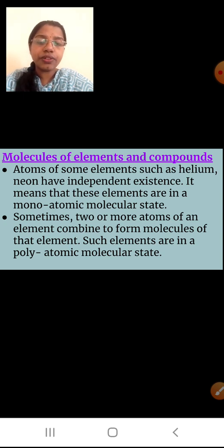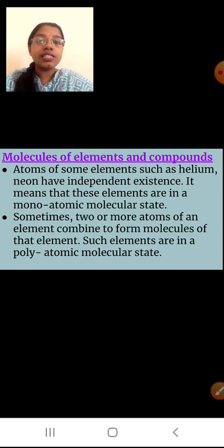Like helium, we write it as capital H, small e. So He is the symbol for helium. Neon, we write it as Ne. Only when you write it as He, it is understood to be a helium atom. Likewise, you also have calcium, which we write as Ca, then magnesium, which we write as Mg, and so on.